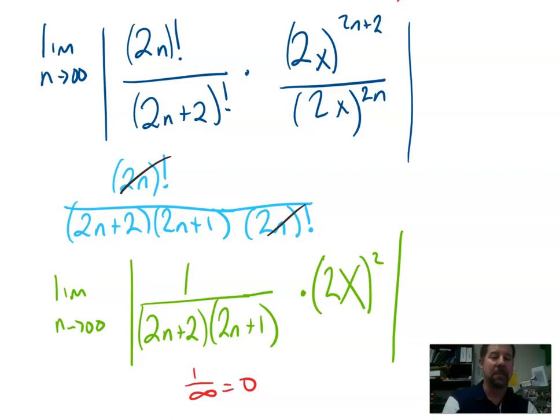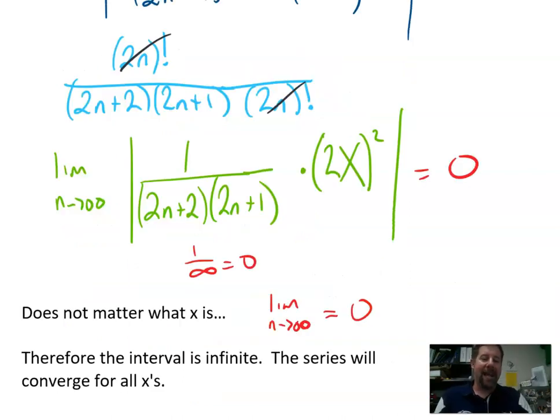So that means it doesn't matter what this x is back here. This limit is going to always equal 0. It doesn't matter what x is. The limit will always equal 0. And since 0 is less than 1, it's always going to converge. Therefore, the interval is infinite, and this series is going to converge for all x's. So if the limit equals 0, 0 is less than 1, it'll always converge. Doesn't matter what your x is, and your interval is infinite. And I guess if your interval is infinite, then your radius would also be infinite as well.